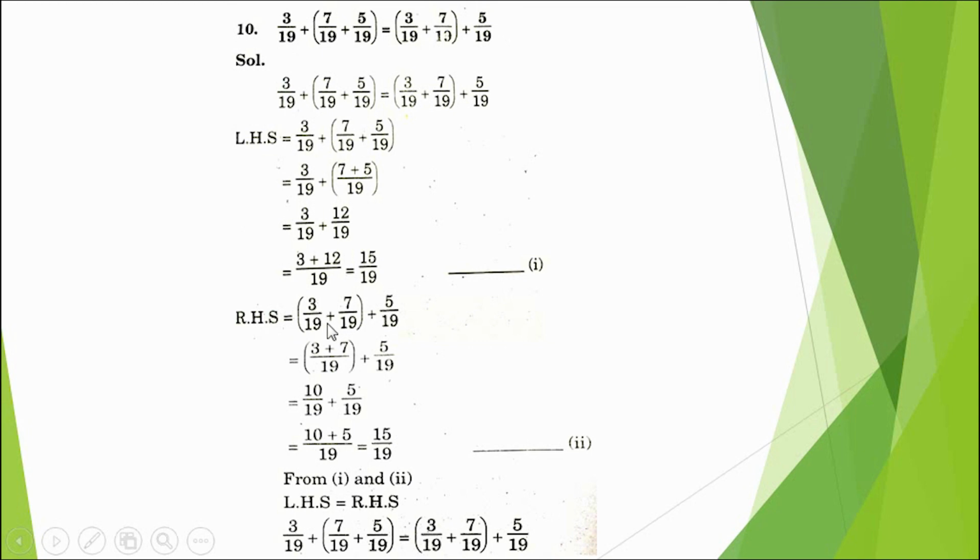Now right hand side is equal to 3 over 19 plus 7 over 19 plus 5 over 19. First of all, solve the round bracket. 19 our denominator comes as it is, 3 plus 7 comes as it is, 7 plus 3 is equal to 10 and 19 comes as it is. Now plus 5 over 19 comes as it is. Now 19 comes as it is because the denominators are the same. 10 plus 5 is 15 and 19 comes as it is. Now left hand side is equal to right hand side.